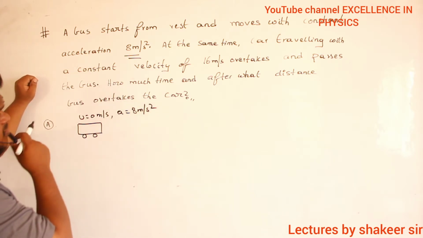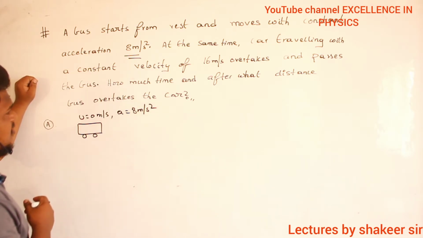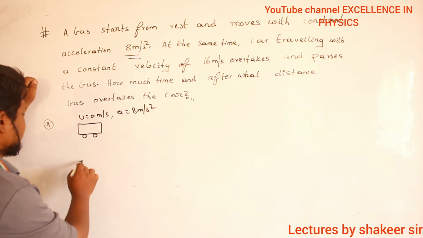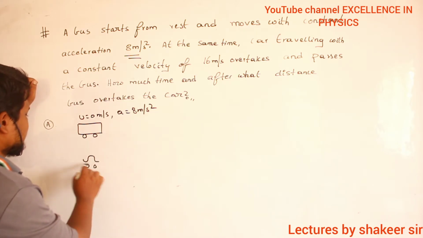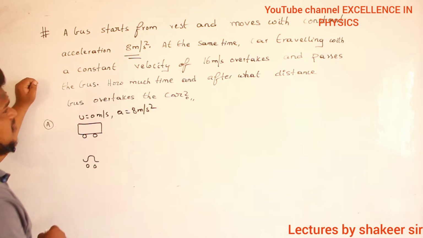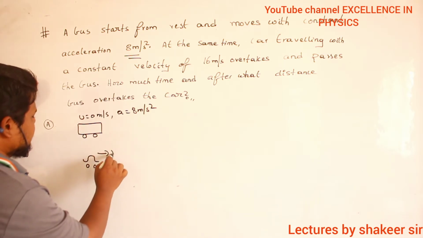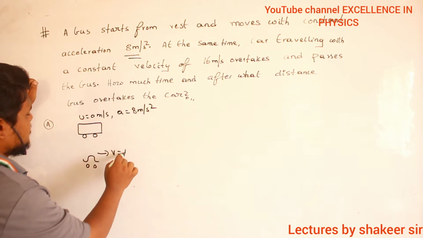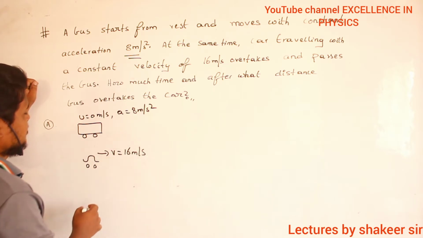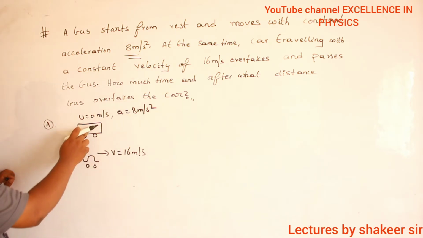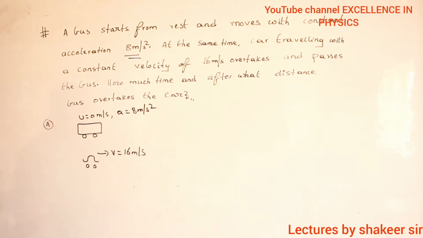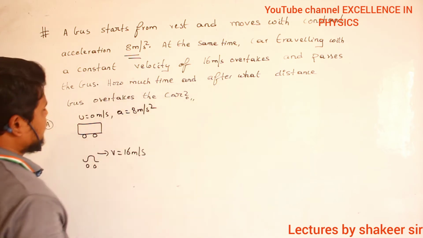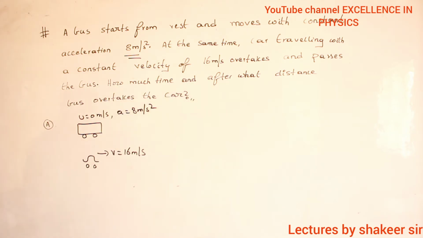Clear now? At the same time, a car is traveling with a constant velocity of 16 meters per second. So consider this is a car. It is traveling with uniform velocity of 16 meters per second. So this car overtakes this bus and it travels forward. That's the question, no? After how much time and after what distance does the bus overtake the car?